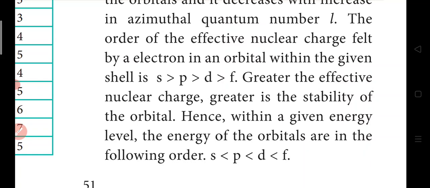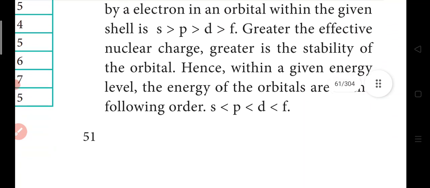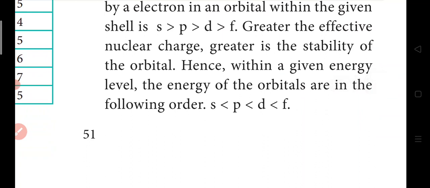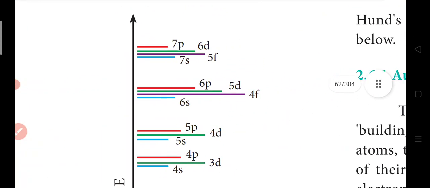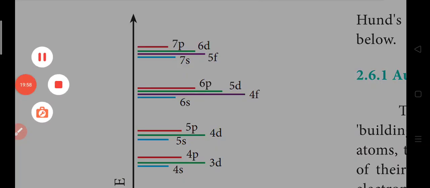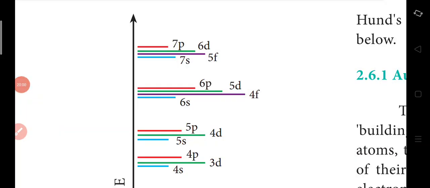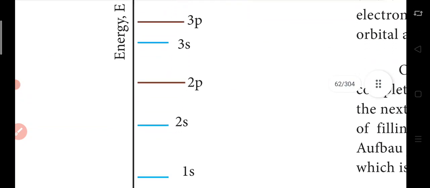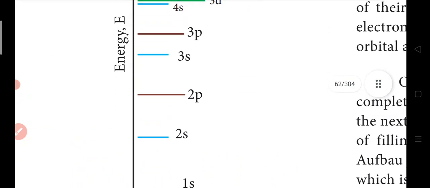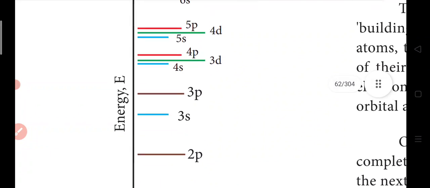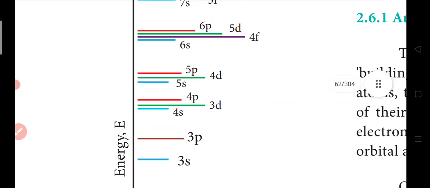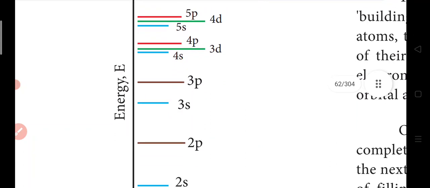Hence within a given energy level, the energies of the orbitals are in the following order. The effective nuclear charge is highest for s. But considering the overall energy of orbitals, s has the least energy and p, d, f will be increasing. Can you see here, this is the graph plot. 1s has the least energy, 2s is increasing, then 2p, 3p, and 4s, 3d, 4p. They are all having equal energy, in the same place.